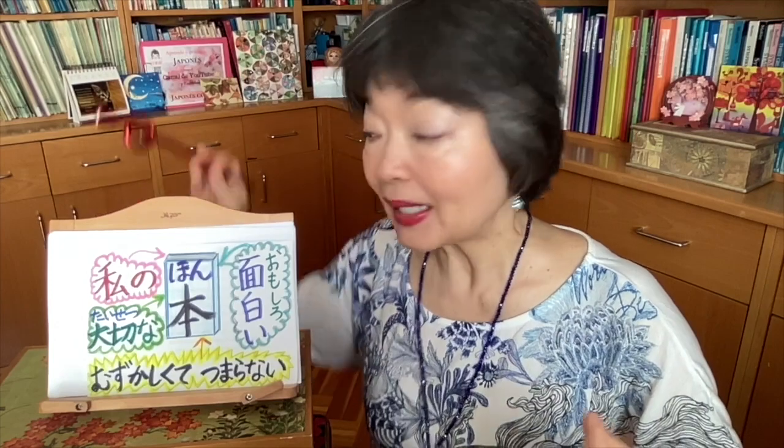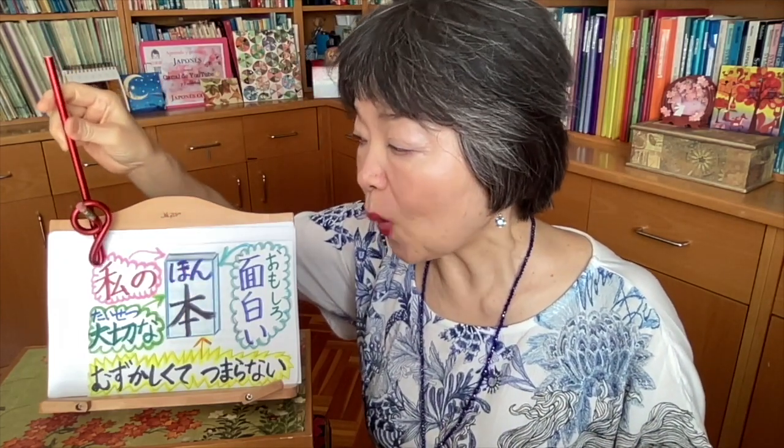For example, here, 本, this is book. So the book, this is the noun in the center. And how can we decorate this? For example, 私の本, it means my book. Not only a book, but it's my book. 私の本. Here, I'm gonna say the first rule.